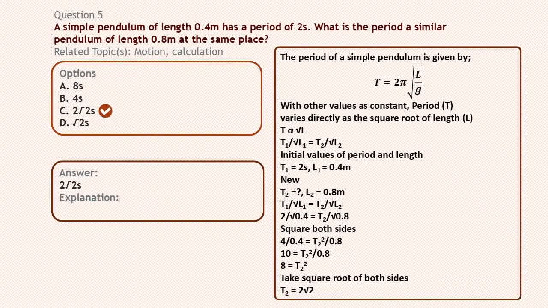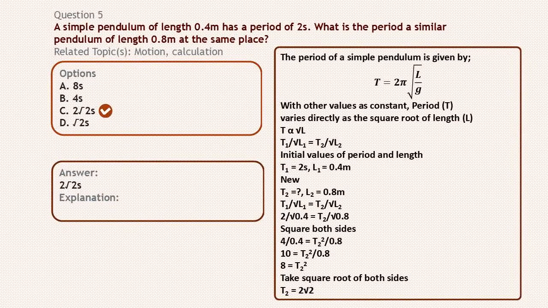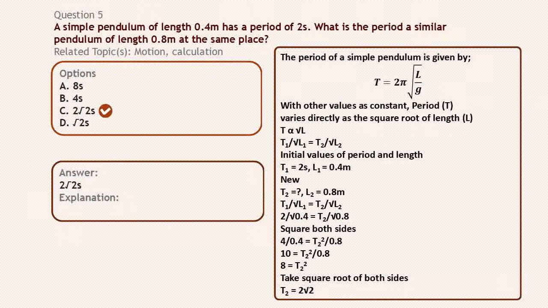Now what we are going to do here is remove the roots by squaring both sides. If we square this side, we have 2 raised to power 2, that will be 4, and root 0.4 squared; the square removes the root, so we are left with 0.4. This will be equal to T2 squared over, if we square root 0.8 as well, the square removes the root, so we have 0.8. Here 4 divided by 0.4 is 10. This will then be equal to T2 squared over 0.8.